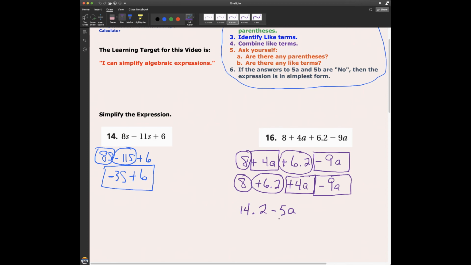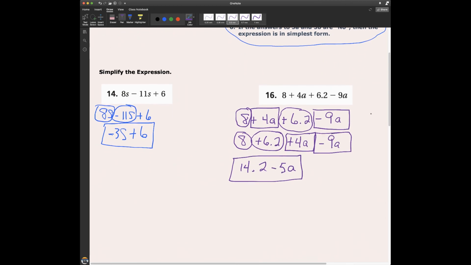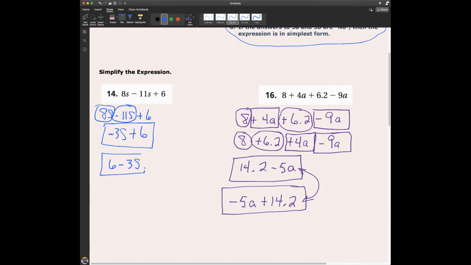Are there any parentheses here? No. Are there any like terms here? No. So then this expression is in simplest form. Another way that you could write this expression would be to switch these terms around. Negative 5a plus 14.2. All right, these are the same expression. They are both in simplest form. There's no parentheses, there are no more like terms. Either answer would be correct. Just like over here, you could write this as 6 minus 3s, and that would also be a correct answer.